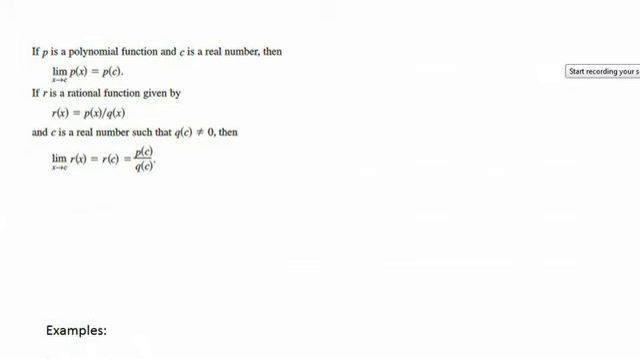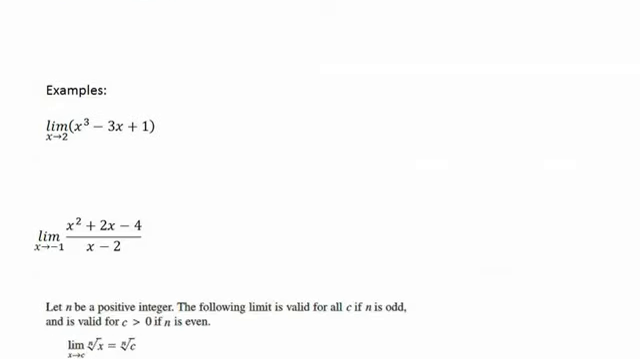So that means that we can evaluate any polynomial simply by replacing every x with the value that x is approaching. And we can evaluate any rational function simply by replacing x with the value that x is approaching, c, provided that if we plug in c into the denominator, it does not make the denominator 0. So that's really important to watch out for. Okay? Make sure your denominator does not go to 0 as x goes to c. So let's look at some examples.